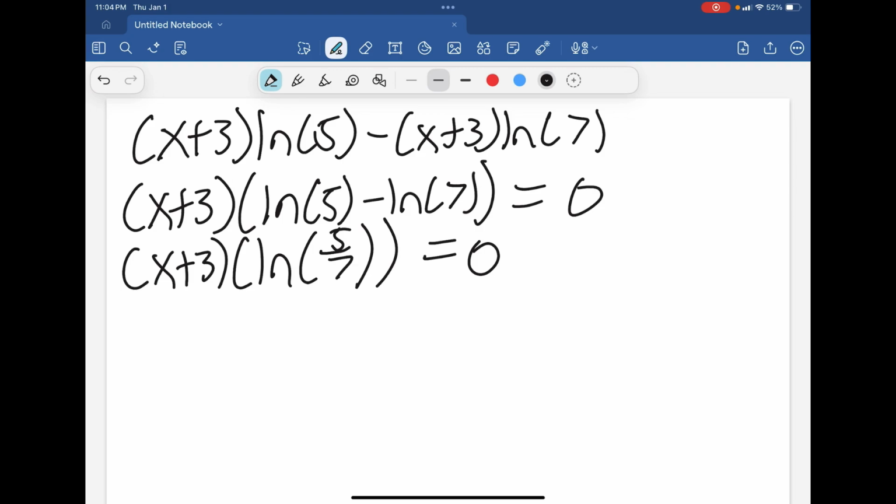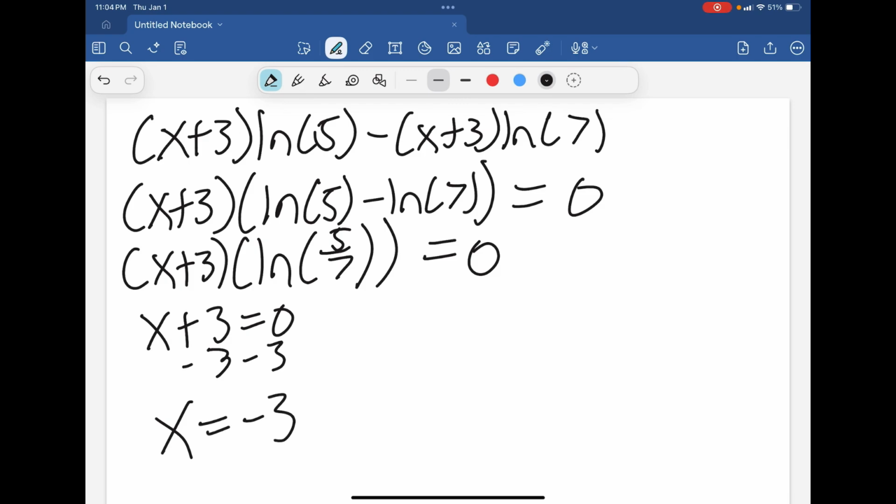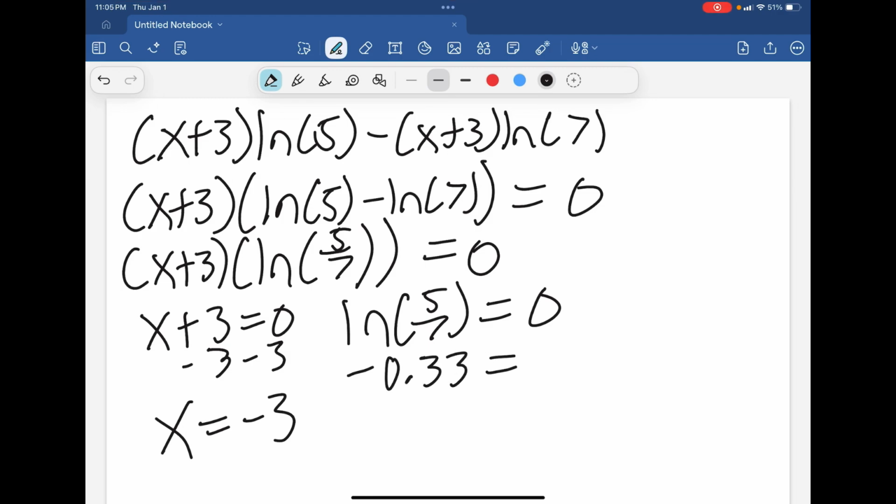And then from here, we are just going to simply set each of these parts equal to 0. So x plus 3 equals 0. Subtract 3 on both sides. We're going to have x is equal to negative 3. And then over here, we're going to take ln of 5/7 equals 0. And when you plug in the value of the natural logarithm of 5/7, you are going to get roughly negative 0.33, which does not equal 0, which means that x equals negative 3 is your only valid answer.